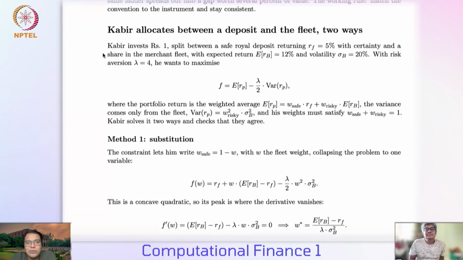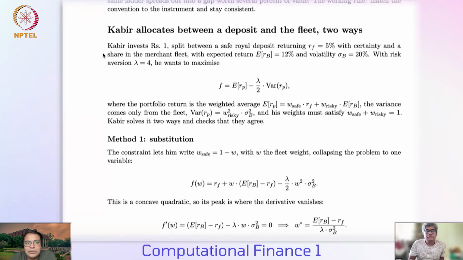And Kabir wants to split it between a safe royal deposit, which is giving RF equal to 5%, and a risky asset whose expected return is 12% and volatility is 20%. Again, we have kept the numbers here the same as the video lectures, just to make things a bit simple, because this will help to reinforce these things. But you will get to see different numbers in the problem set. So we are just making sure you have understood this basic material that was already there.